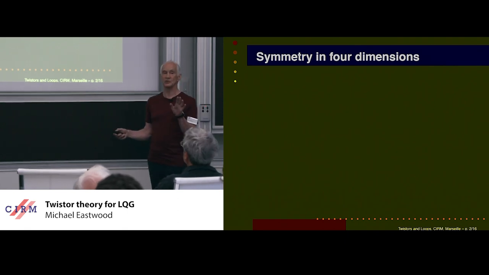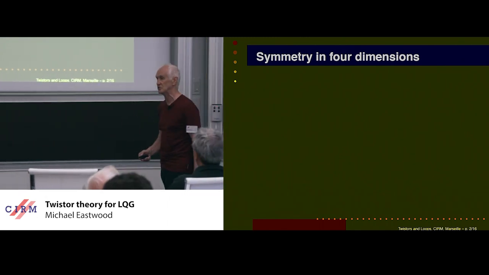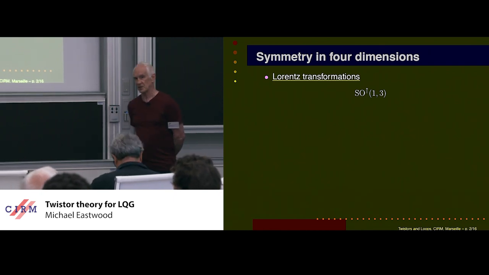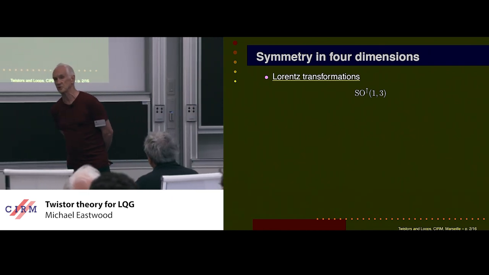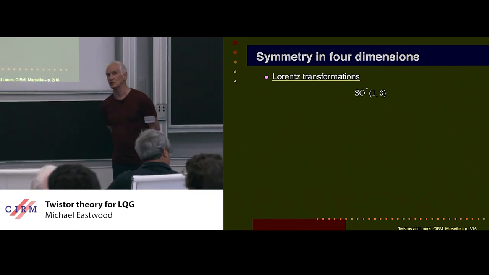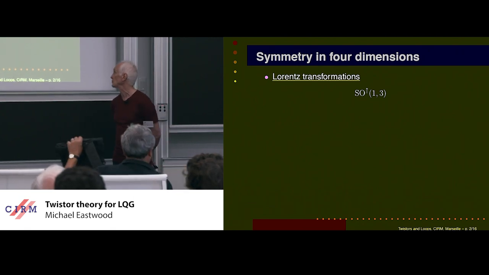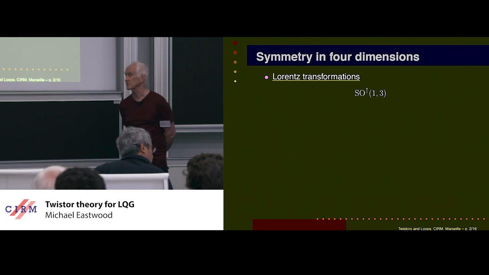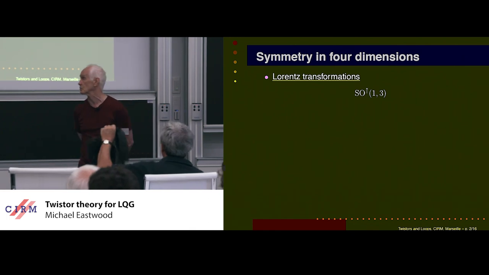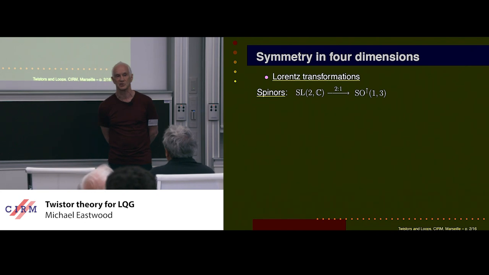Okay, symmetry. So Twistor theory works in four dimensions. So let's talk about Twistor theory in four dimensions. And of course, since we're talking about physics, we're talking about Lorentz transformations in four dimensions. And the first observation, which is a little bit non-trivial and brings in complex numbers right away, is the fact that the Lorentz transformations, so that's my notation for the connected component of the Lorentz group, are double covered by SL2C.